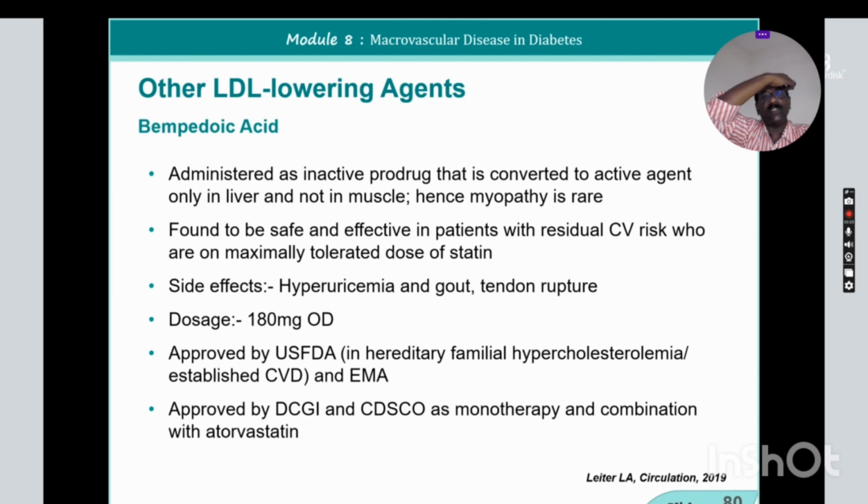It is found to be safe and effective in patients with residual CV risk who are on the maximally tolerated dose of statins. Earlier, when the statins were not tolerable, you didn't have any drug. No bempedoic acid, no PCSK9 inhibitors. Now you have the option for those people who are not tolerating the statins: either bempedoic acid or PCSK9 inhibitors. The side effects are hyperuricemia, gout and tendon rupture. Dose is 180 milligrams OD. Now it is available.